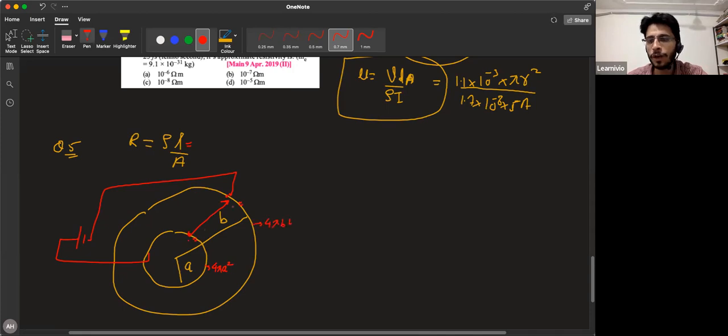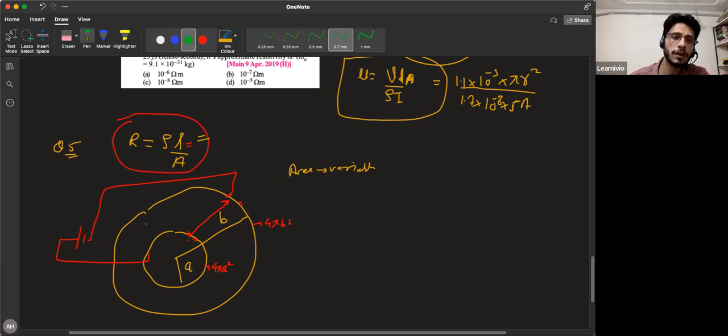So when you go from one end to another, is the area the same or is it changing? Changing, sir. Area is changing. So when area is changing, you can't use this relation directly. You will need an integral. You can write it somewhere in your notes. If your area is variable, then you can't calculate directly from it. You need an integral. So what we will do is, we will consider a small sphere in between them.